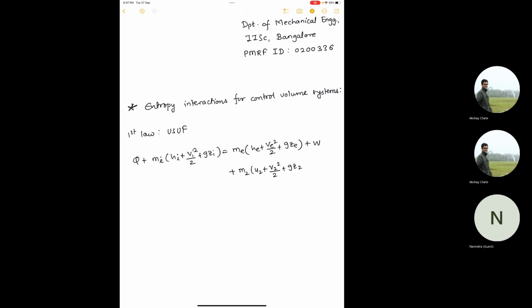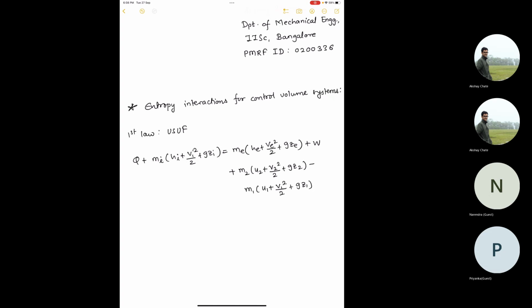Here keep in mind that you cannot write enthalpy. Here you have to write internal energy, this U2 and U1. So this is for unsteady and, sorry, not unsteady, I mean uniform state, uniform flow. So basically, there is a temporal variation, but there is not a spatial variation in your control volume.